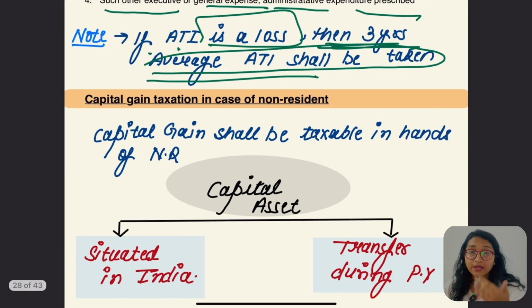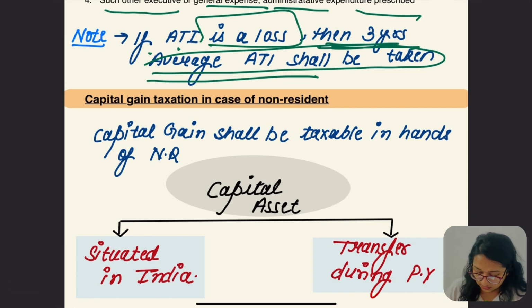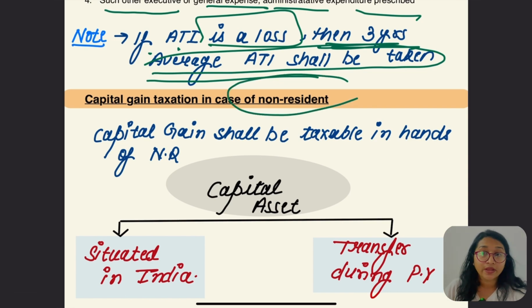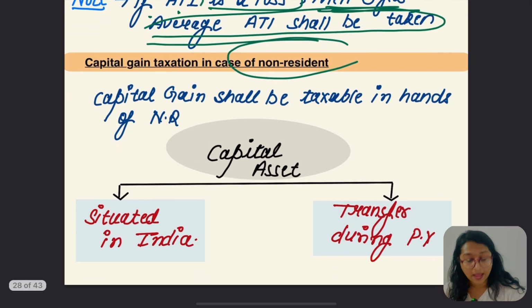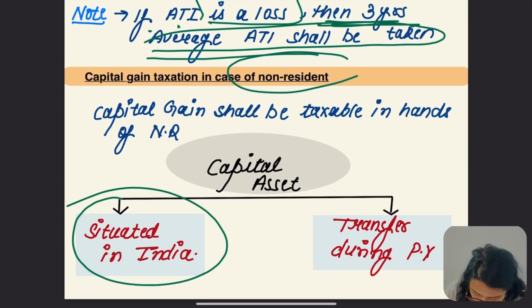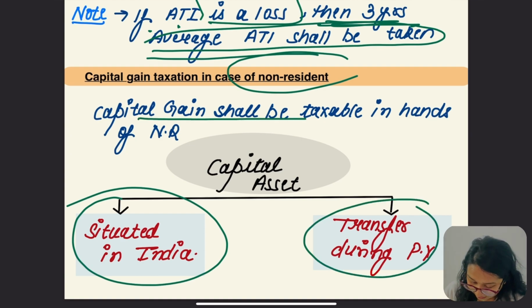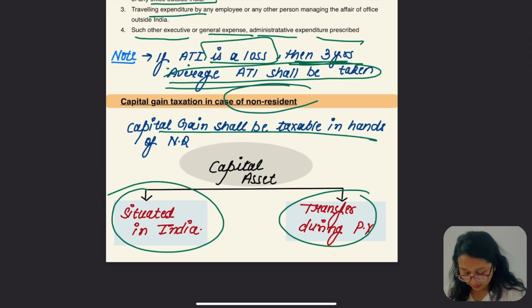Now there would be capital gain taxation in case of a non-resident. But when? First of all, if that capital asset is situated in India and the transfer took place in the previous year, then only capital gain shall be taxable in the hands of the non-resident. Hope it was clear.